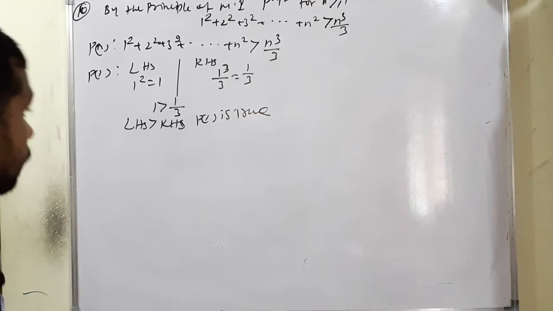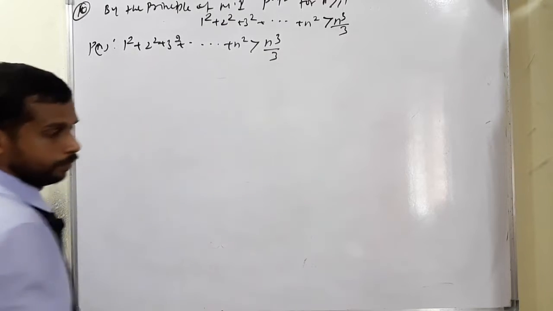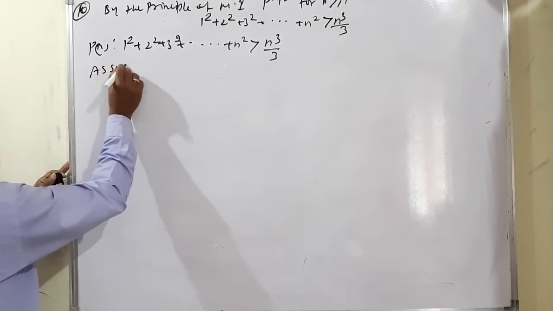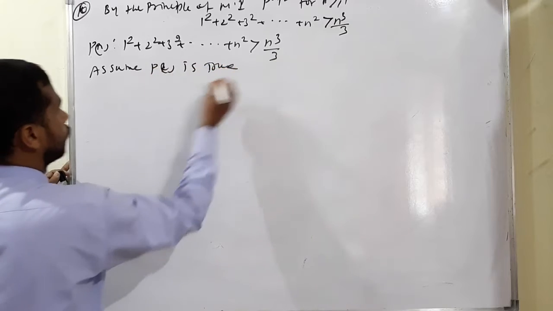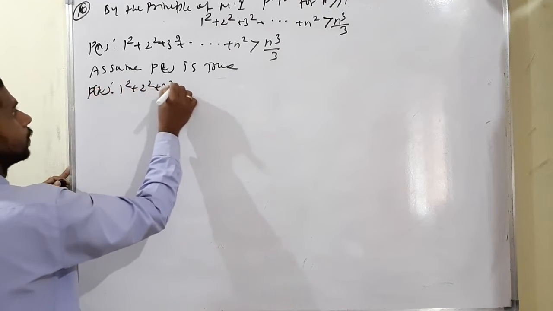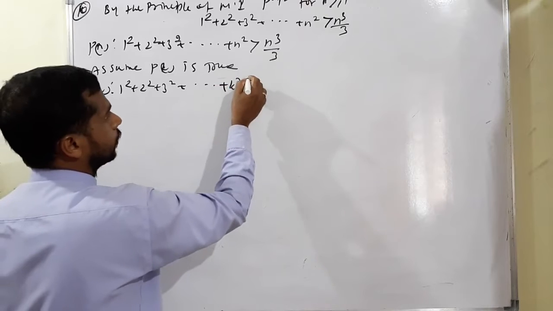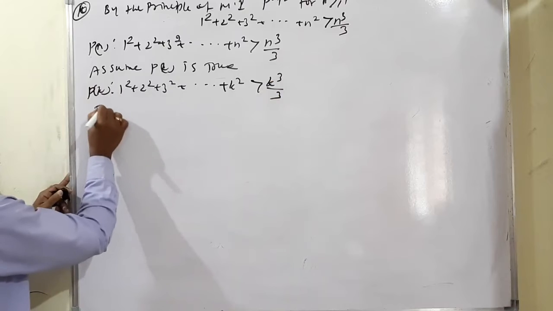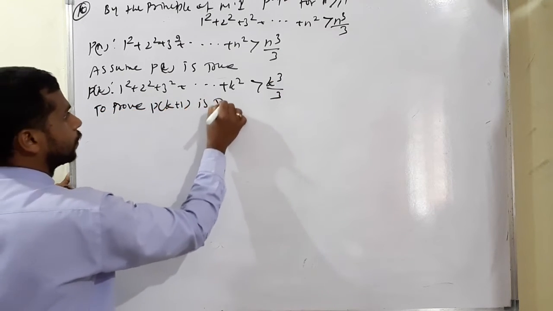Then to assume, isn't it? So assume P of k is true. So P of k is true means 1 square plus 2 square plus 3 square dot dot dot plus k square is greater than k cube by 3. Now to prove P of k plus 1 is true.